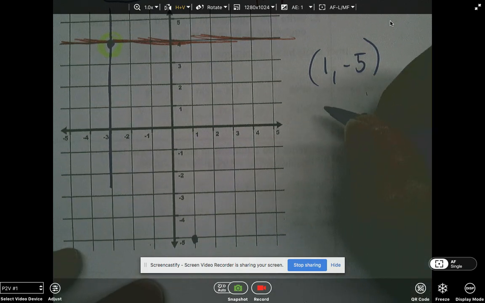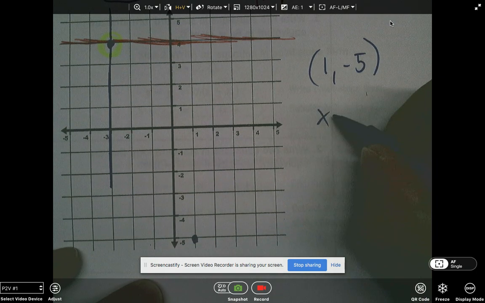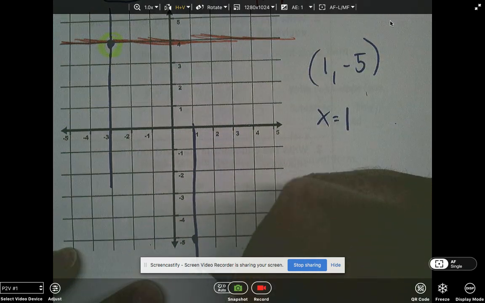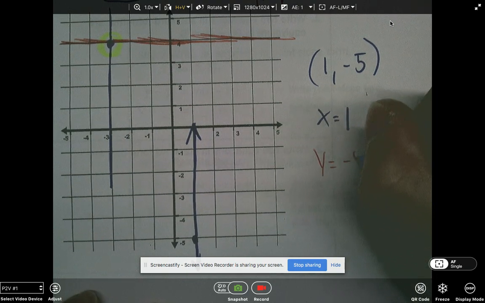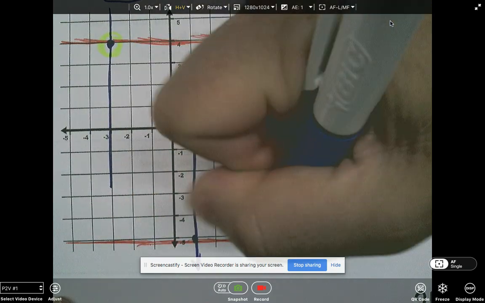Yeah, so hopefully you said, let's start with the vertical line. What's the vertical line? x equals 1 would cut it here. And can someone tell me what's the horizontal line? y equals -5 would cut it right there.